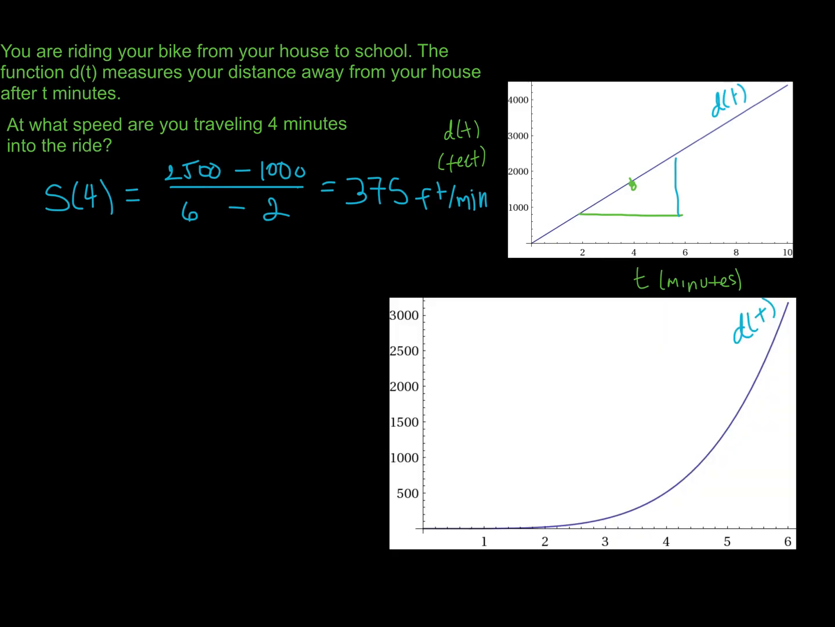All right, so here is a slightly different scenario. You're still riding your bike, and your distance now away from your house is given by the function d of t, and here it is graphed out. While this is still not really very realistic, it's different in a way that will allow us to look at situations that are much more realistic. So again, your goal is to answer as best you can, what speed are you traveling 4 minutes into the ride?